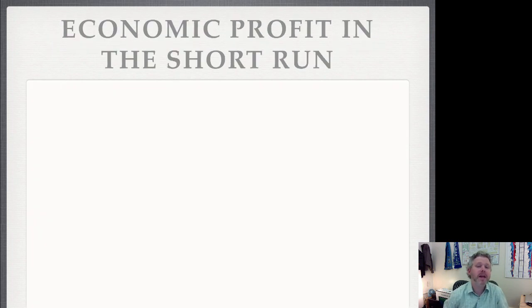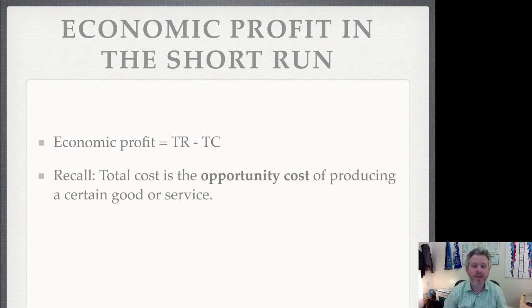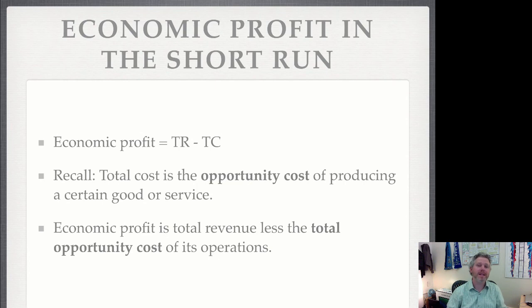All right, so let's talk about economic profit in the short run. Economic profit is total revenue minus total cost, right? But recall for us, total cost is opportunity cost. It's the opportunity cost of the firm producing a certain good or service. What is the firm not producing? What could they be doing instead? What is the next best thing they could be doing instead of producing this particular good? So it's a little bit different definition than you might see in an accounting class or some other business course. Economic profit is the total revenue less the total opportunity cost of a firm's operations, all right?